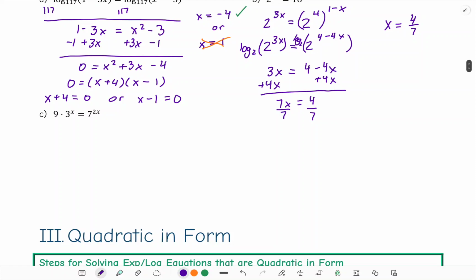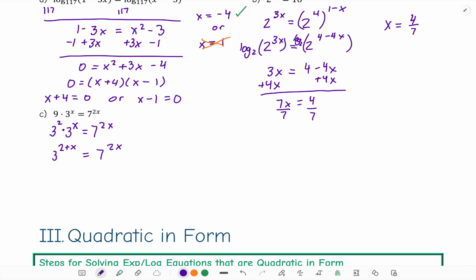Part C. Now this one's a little bit more tricky to think about because we have this 9 times 3, so that's not even an exponential. But if you think for a little bit, I hope you realize that 9 is the same thing as 3 squared. And then when you're multiplying like bases, that's the same thing as adding the exponents, so 3 to the 2x.